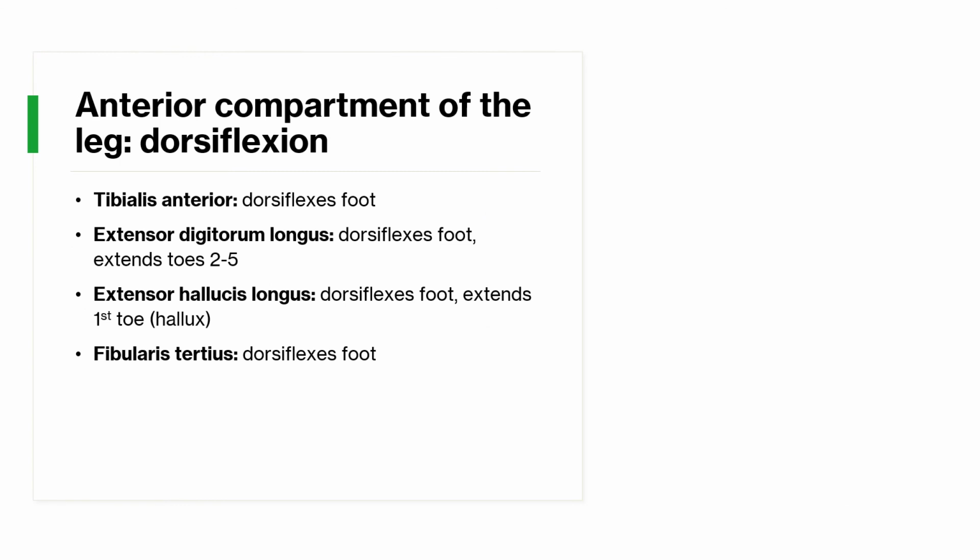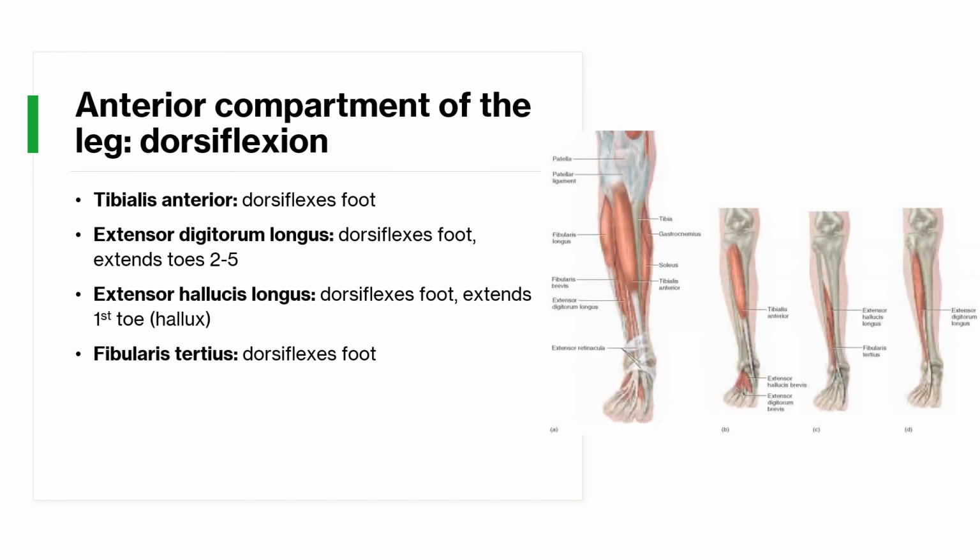Anterior compartment of the leg, dorsiflexion. So the tibialis anterior is actually the most recognizable and biggest muscle in the anterior compartment, and it dorsiflexes the foot. You also have the extensor digitorum longus, which dorsiflexes the foot and extends toes 2 through 5. Digitorum means digits 2 through 5.